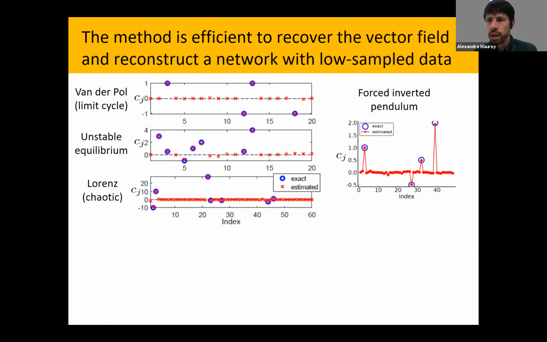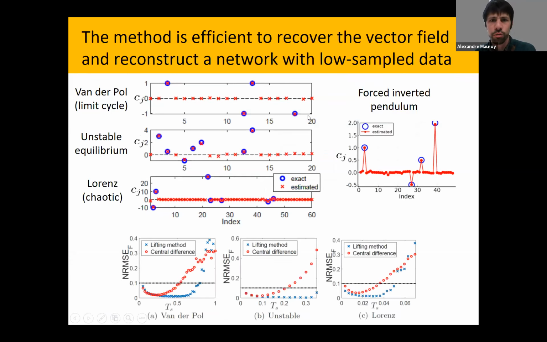Here are a few examples. I will not discuss this a lot, but just to show that it works. We get very accurately the exact values, which are in blue, and the estimated values are the red crosses. We have also compared this method with just estimating derivatives with a central difference method, and we see that the results are much more accurate with this lifting method based on the Koopman operator.